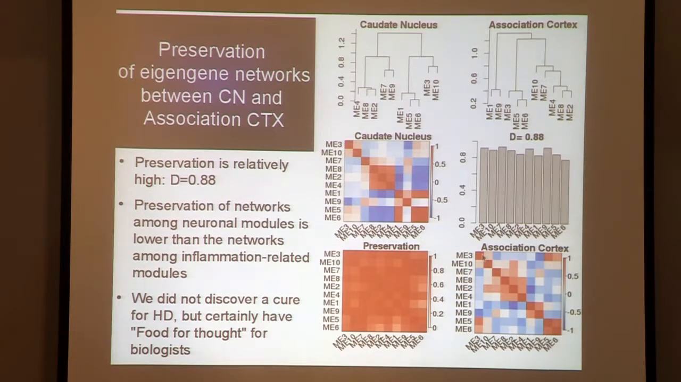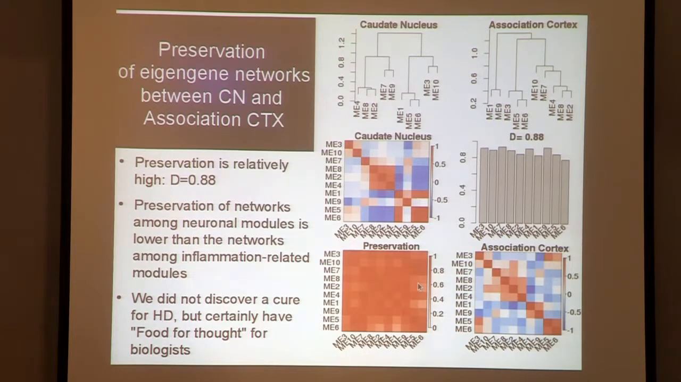If you look at the association cortex, the ones that were going up, namely the inflammatory response, the astrocytes, oligodendrocytes, microglia, they still remain pretty highly correlated. But the neuronal modules that were pretty highly correlated here, they're not as highly correlated in the association cortex. And that's reflected in this preservation heat map. So you notice that the preservation heat map is basically all red. So overall, the networks are pretty highly preserved.